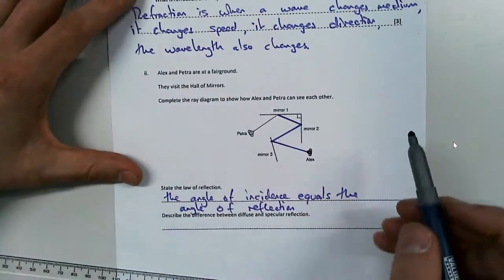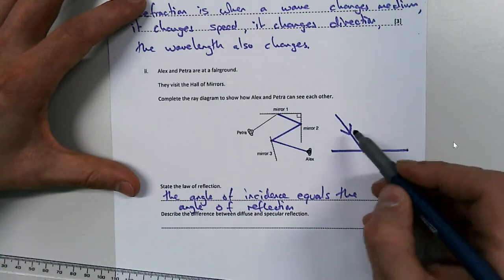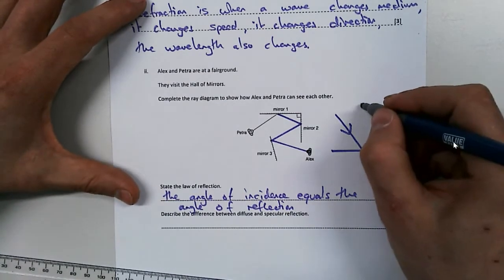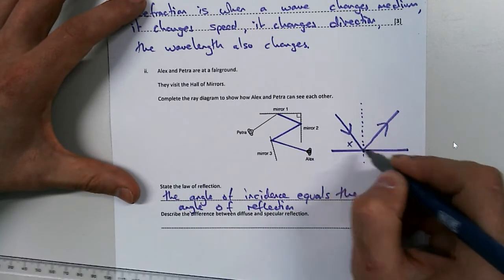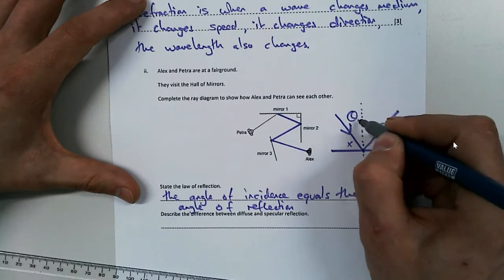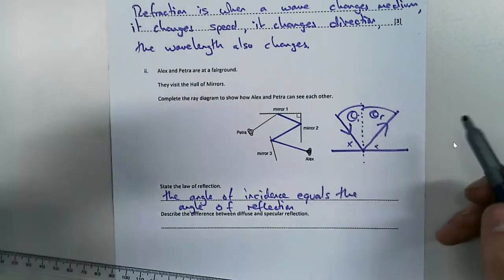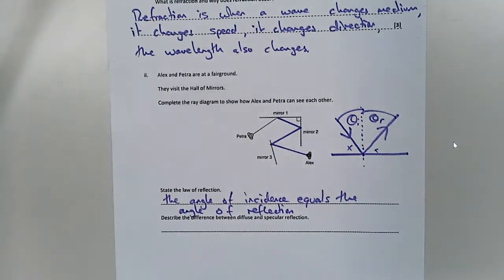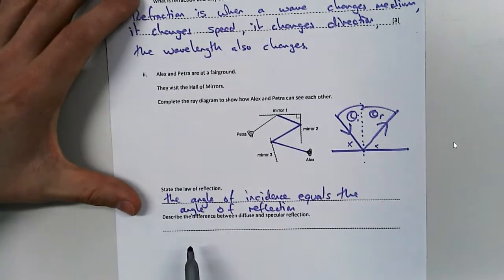Now that's all we need to do for this question, but it's always worth remembering that if we have an incident ray and we have a reflected ray, what do we mean by the angle of incidence and the angle of reflection? It's not this one here. The angle of incidence is this angle and the angle of reflection is this angle. I just say that because it is relevant to this. And then finally, describe the difference between diffuse and specular reflection.